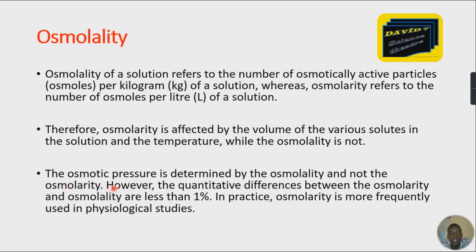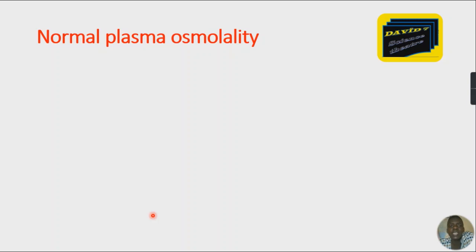However, the quantitative differences between the osmolarity and osmolality are less than 1%. That is how they are different, just less than 1%. But in practice, osmolarity, the one of liters, is more frequently used because it is easier to measure than that of kilograms, okay? So what is the normal plasma osmolarity?